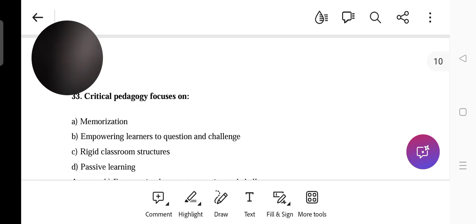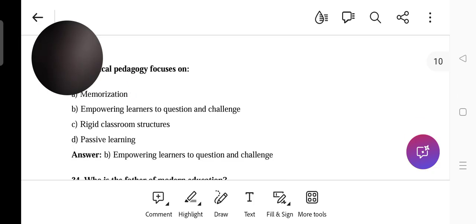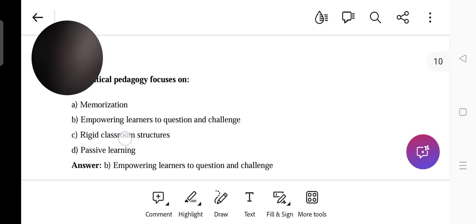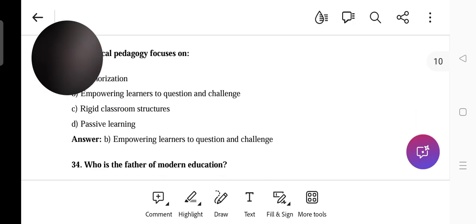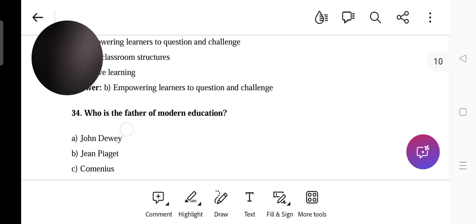Next, critical pedagogy focuses on what? Option A, memorization. Option B, empowering learners to question and challenge. Option C, rigid classroom structures. And option D, passive learning. So what will be the appropriate option? Appropriate option will be B, empowering learners to question and challenge. So critical pedagogy focuses on empowering learners to question and challenge.